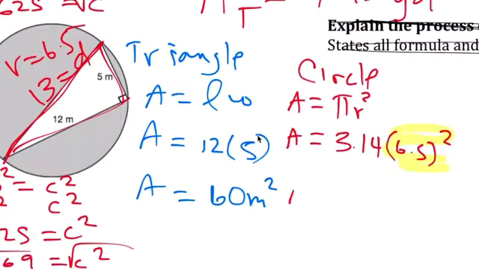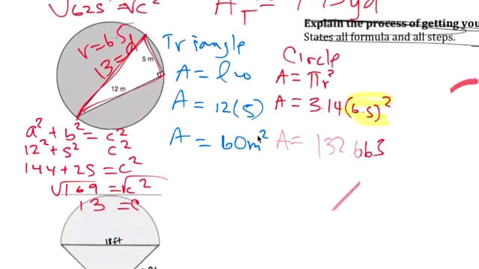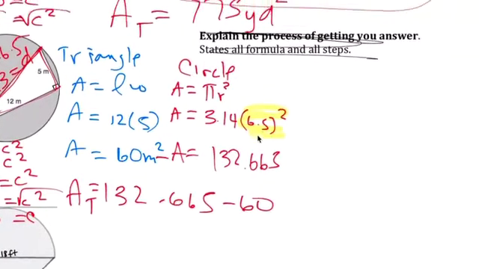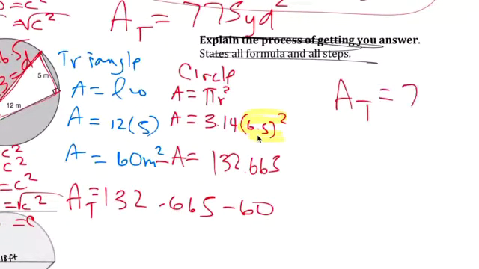You get area is 132.665. Now this is a subtract. Subtract 132.665 minus 60. Then you get 72. Total area is 72.66.